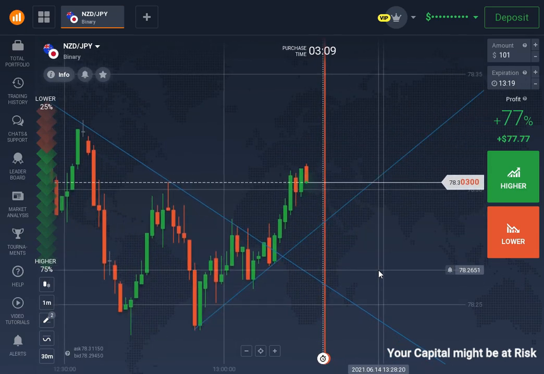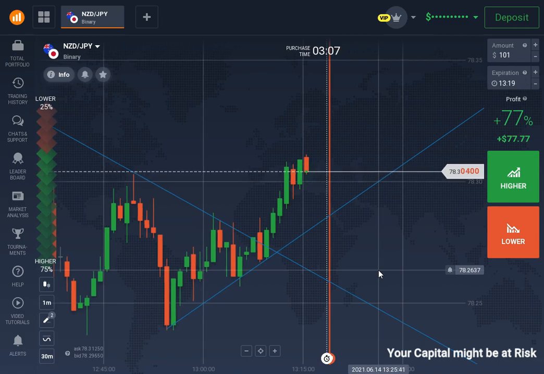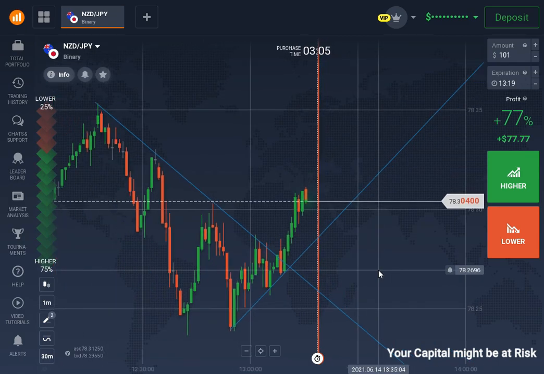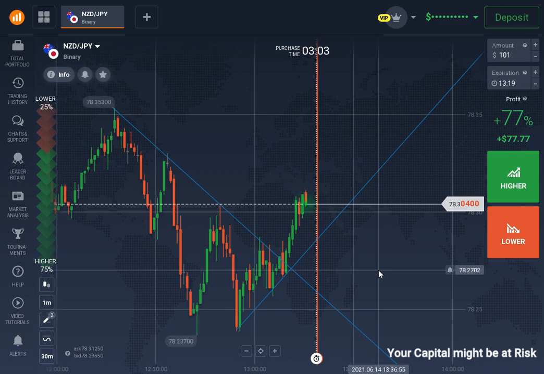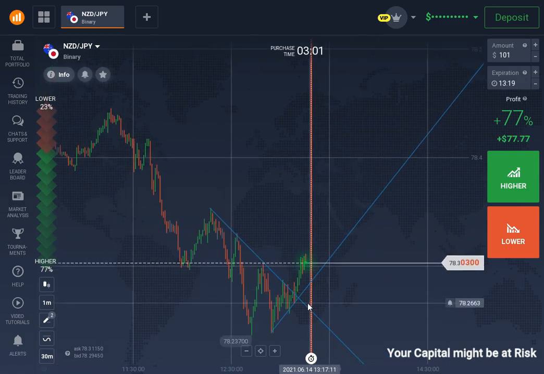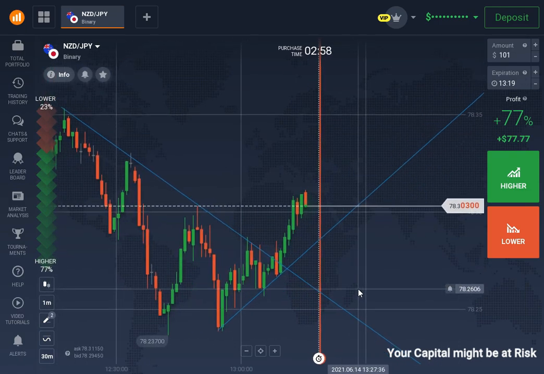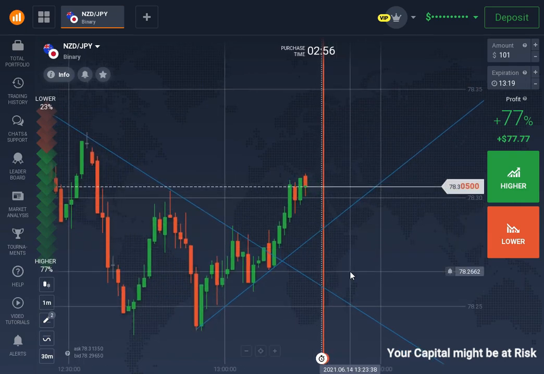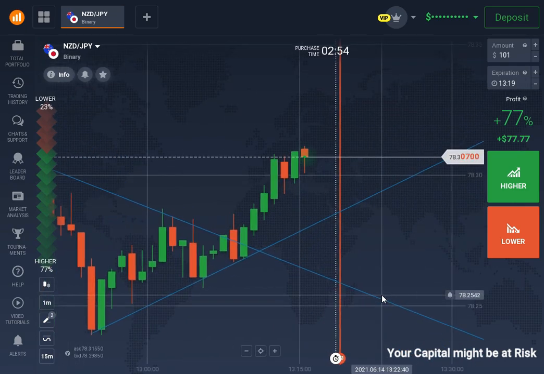Now I'm waiting for some retracement, and then we will place our trade in the direction of the new trend, which is basically an uptrend. The minor trend is going to be an uptrend for some time now, so I'm just waiting for some retracement, and then we are good to go.